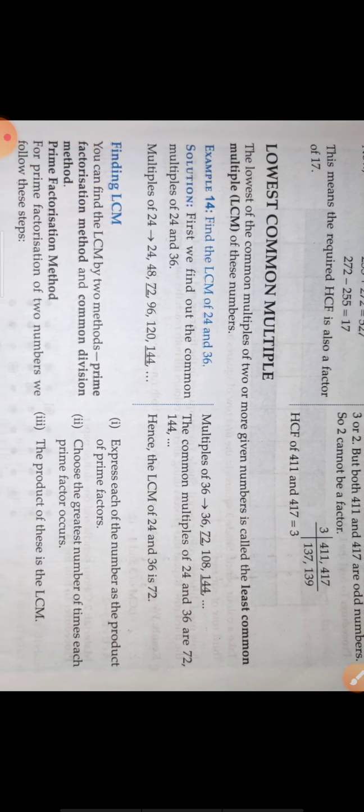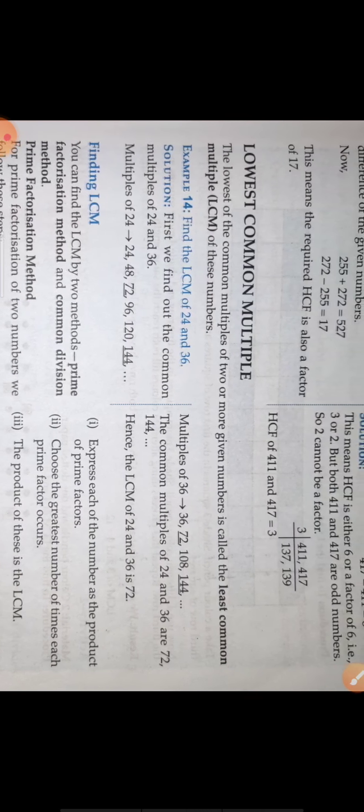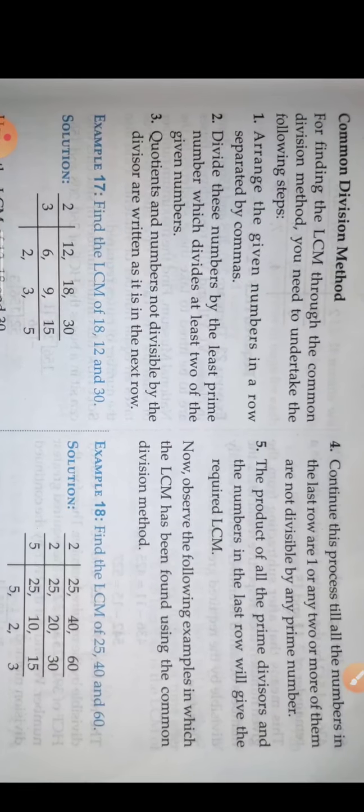One is called the prime factorization method, and another is called the common division method. But today we'll study only the common division method, because otherwise you'll get confused. We'll study the prime factorization method later. Today we'll study the common division method. So, finding the lowest common multiple by the common division method.